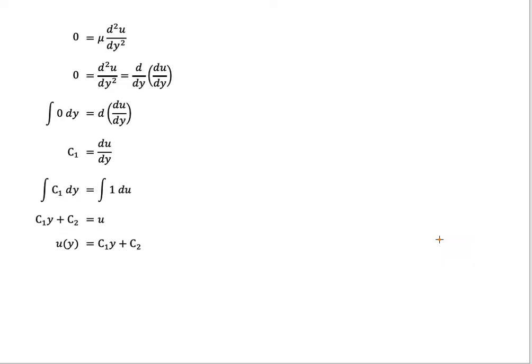I think we have solved this many times, so we could simplify it as mu d squared u over dy squared, and then we separate it like this. We integrate it for the first time, so we could get a constant here. Then we integrate one more time, so we could get c1 y plus c2. The c1 here is a constant, and c2 is also a constant.